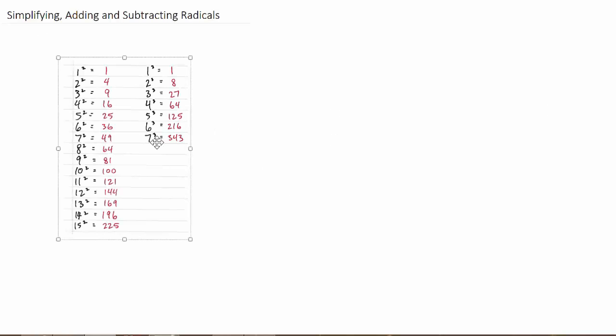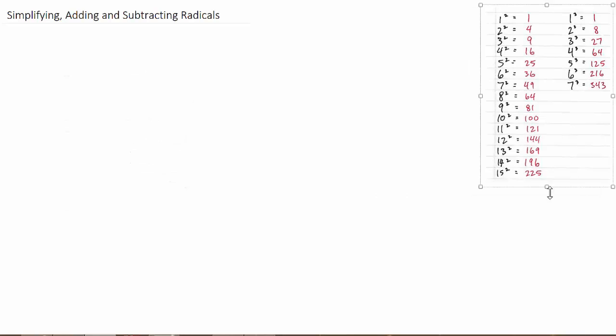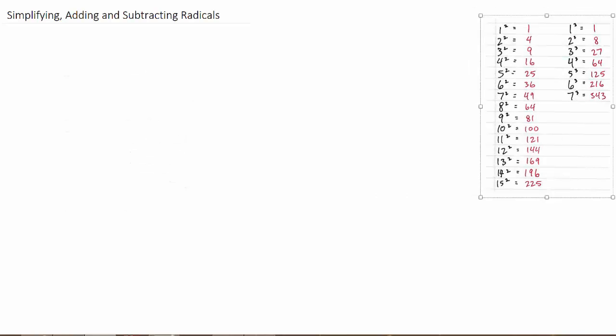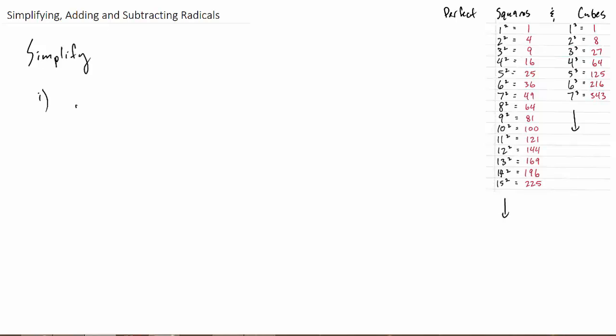Alright, welcome to another video about simplifying radicals, and this time we'll look at adding and subtracting. So I thought it'd be useful to put all of our perfect squares and perfect cubes up in the top right. As we go on, we should get used to just knowing these numbers in our heads. I'm just going to draw little arrows here to show that these go on and on. Don't think that they end there. They just keep going and going, but those are the key ones we want to know.